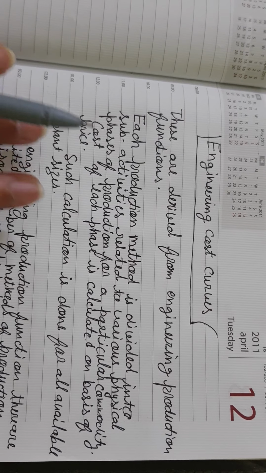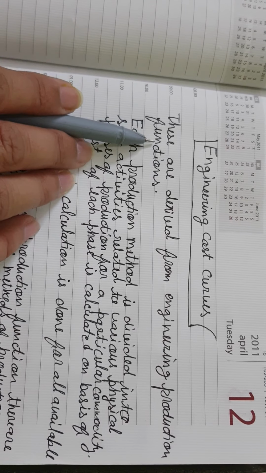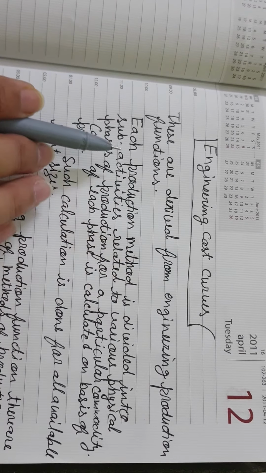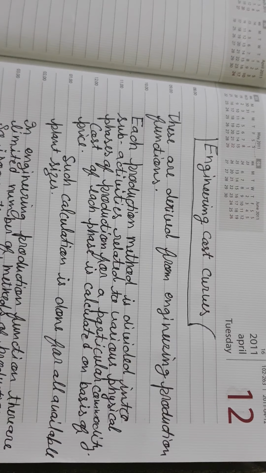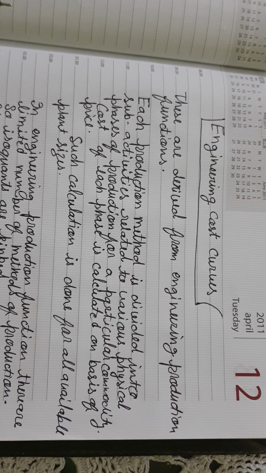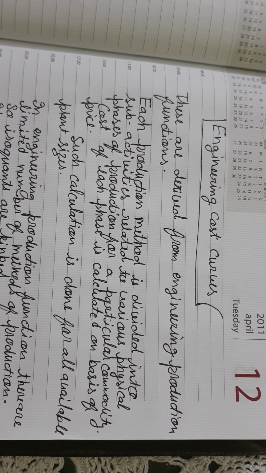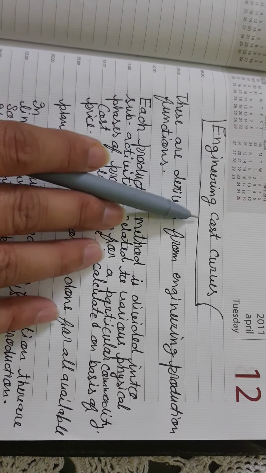So my dear students, in this video we will be talking about engineering cost curves. These engineering cost curves are derived from engineering production functions. These production functions are related to production which has a very different type of nature. Here we are having production of very big structures, or heavy engineering work, or like construction of big buildings. So these types of activities are actually related to engineering cost curves.